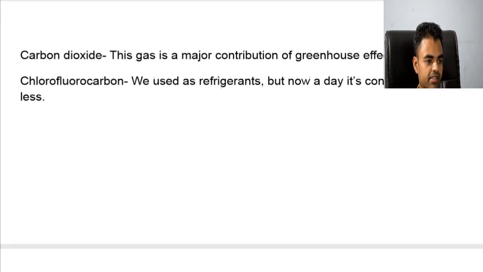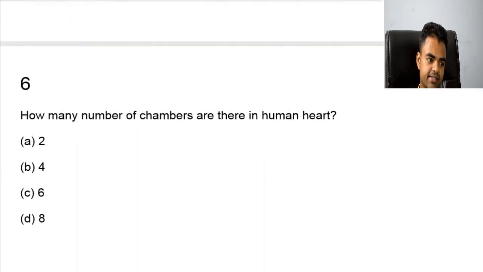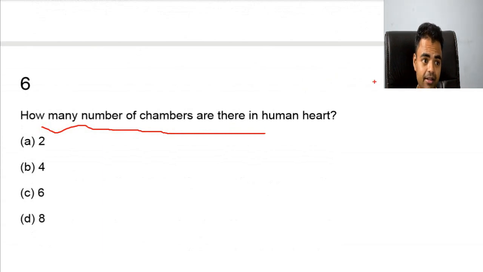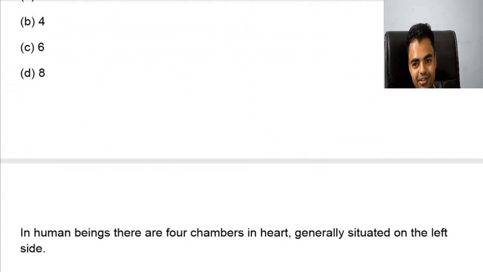Next question, question number 6. Let's talk about this. This question is from biology, right? How many chambers are there in the human heart? If you have knowledge about it, then you can say, otherwise you cannot guess. So there are 4 chambers in the human heart.